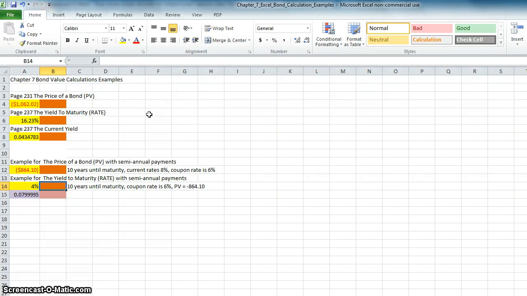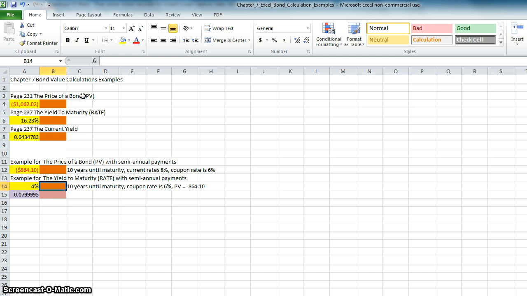Okay, I want to walk through some examples this week from Chapter 7 with bond value calculations. I'm selecting these directly from the textbook, from pages 231 and 237. Then I've created an example as if there are semi-annual interest payments, because that's more the reality with a lot of bonds. But for the sake of explaining the concepts, we're going to assume the interest is paid annually, and then we'll look at an example where it's paid semi-annually.